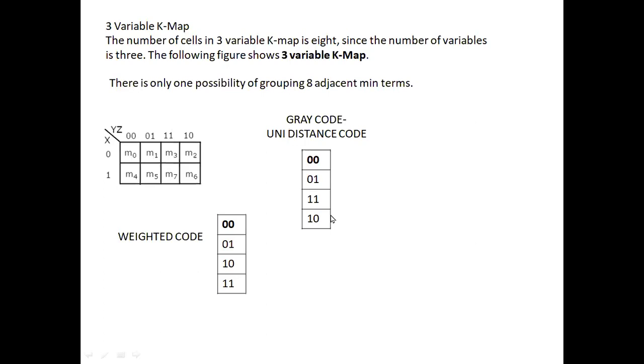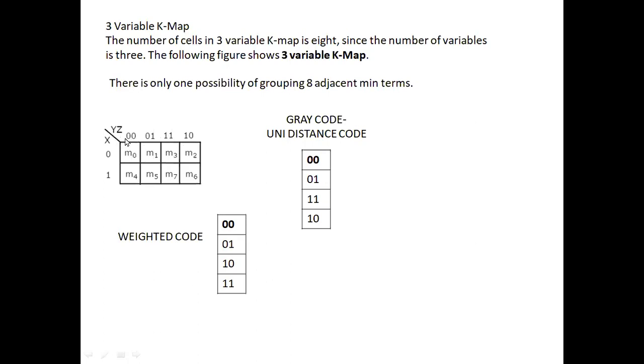And if you fold, that means 2 comes on the top of 0. If you fold this way, then 1 0 and 0 0. So 0 is common. This 1, 0 differ with single bit position. But if you take weighted codes, they are 0 0, 0 1. From this to this, there is only 1 bit position change. But 1 to 2, both the bits are changed. So it is not a unidistance code. We generally don't follow this in order to represent the cell values here.